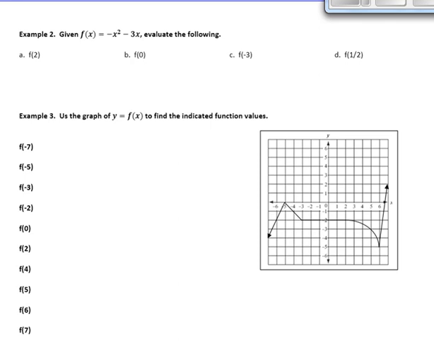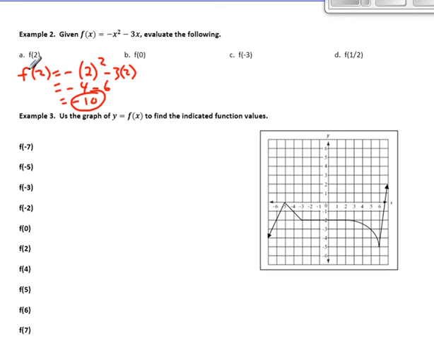So the last part of this section is just evaluating numbers, plugging numbers in. So I've got a function f of x, and for part A, I'm evaluating f of 2. So f of 2 is equal to negative 2 squared minus 3 times 2, which is negative 4 minus 6, which is negative 10. Be careful with that negative. It's not negative 2 squared, like negative 2 times negative 2. It's the opposite of 2 squared, which is negative 4.